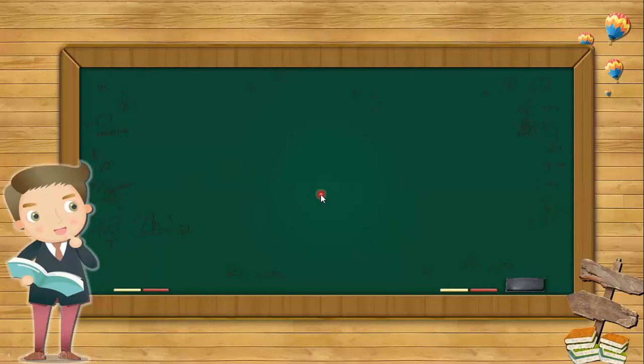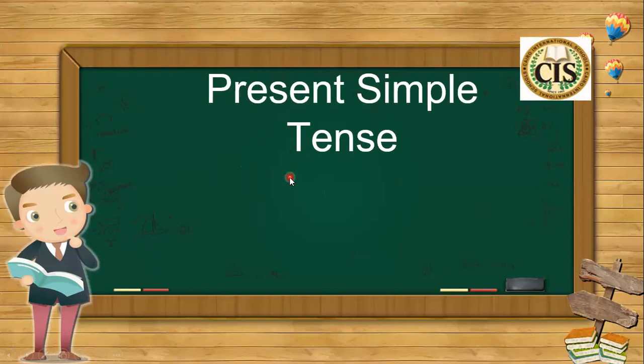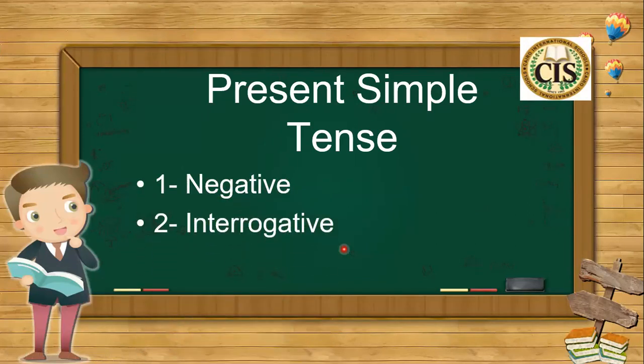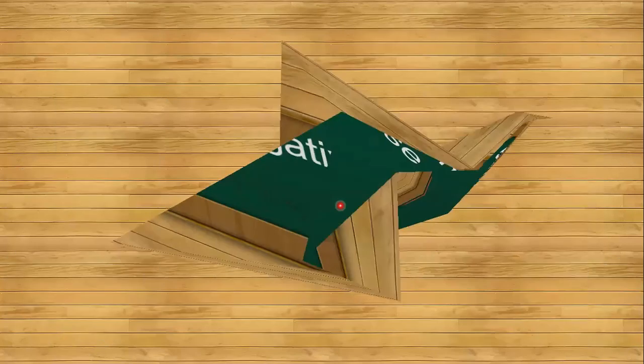Okay, now let's start the present simple tense with the negative form. All of this was a revision from the last time. We're gonna start today with the negative and interrogative. Interrogative means the question. Okay, let's start.